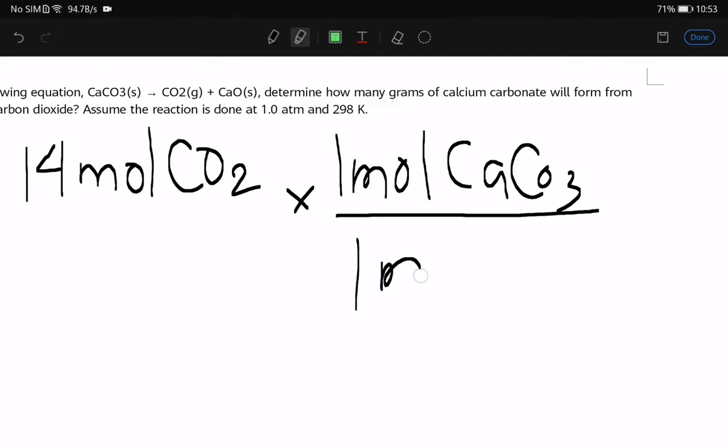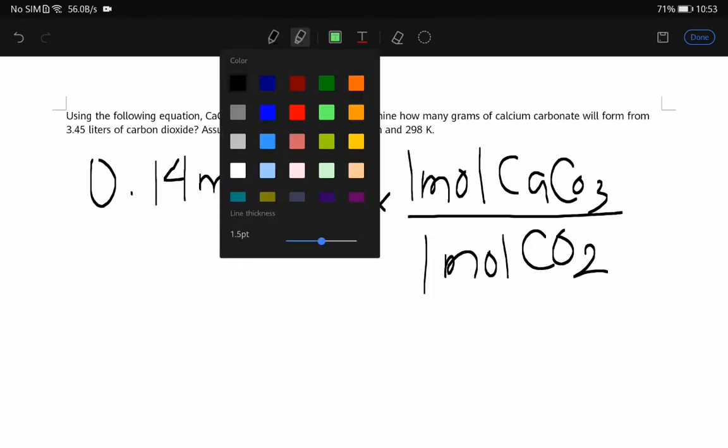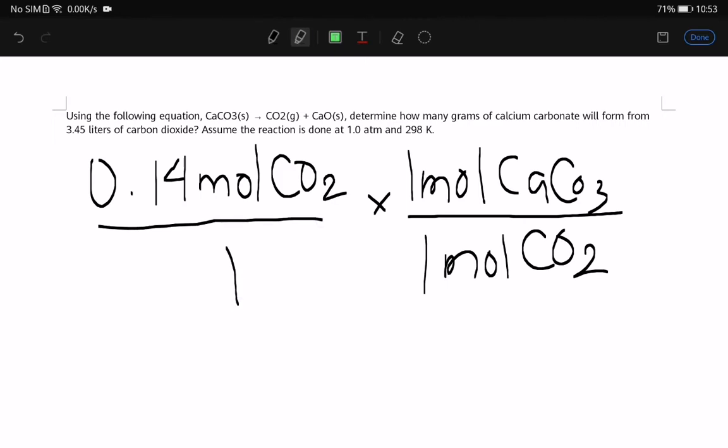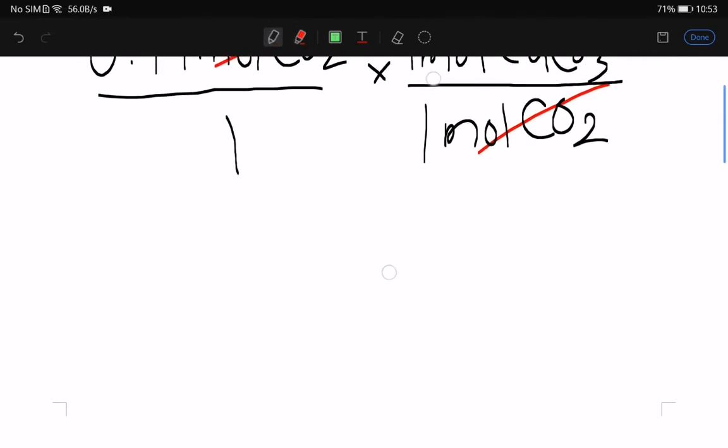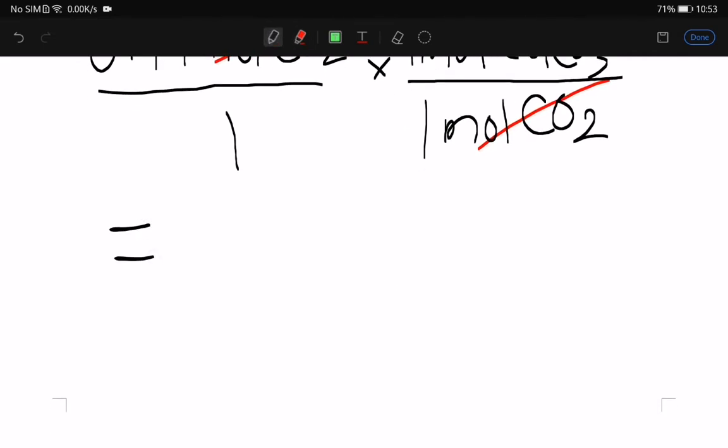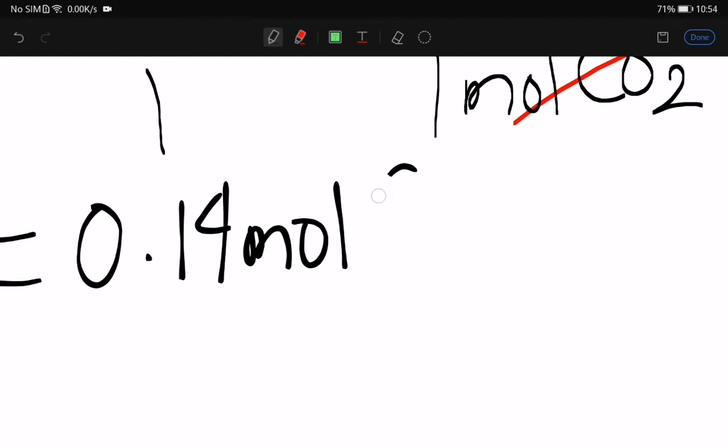And this is also 1 mole of CO2. Okay? So, it's basically just cancel both sides. Anything multiplied by 1 is the same. So, kapag may 0.14 moles ka of carbon dioxide, meron ka ding 0.14 moles of calcium carbonate. So, ayusin natin.